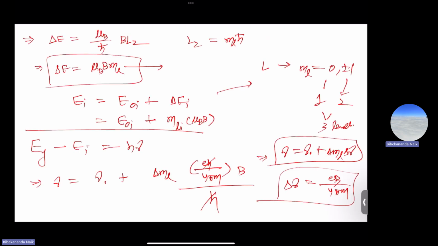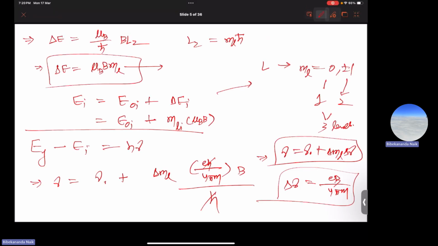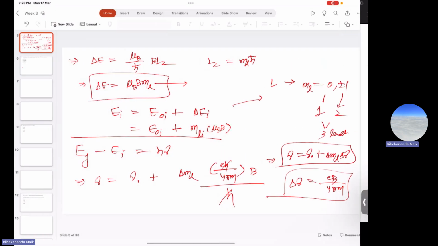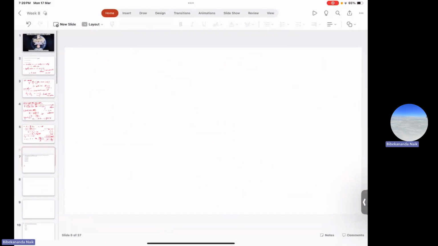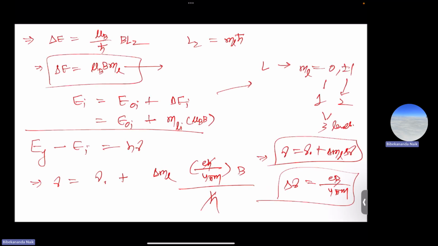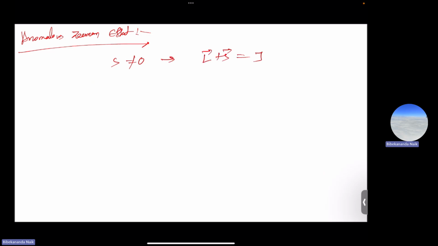But let me add another slide. However, in the anomalous Zeeman effect, what happens? Spin is not equal to 0. So the L vector plus S vector give rise to the total angular momentum J vector.